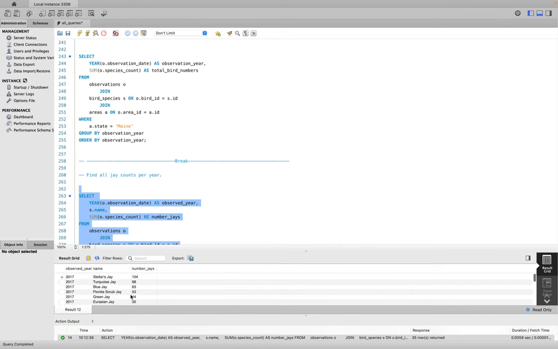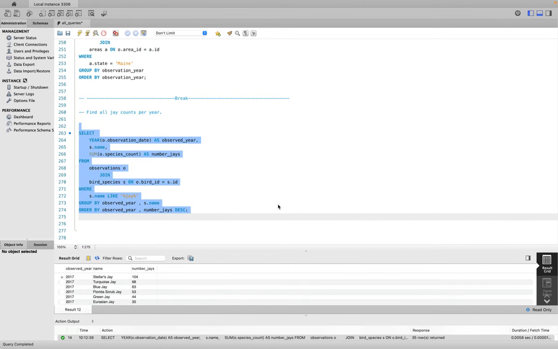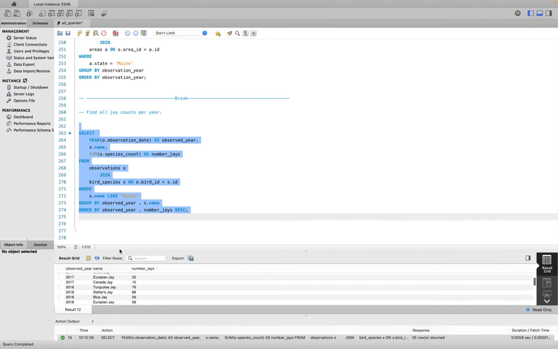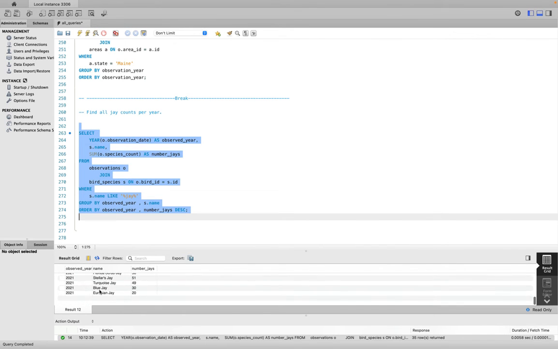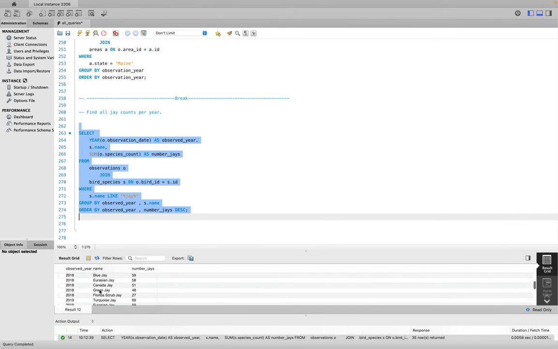So it's ordered by the observed year, ascending, and then the number of jays is the secondary descending ordering parameter. And we have in 2017 the Steller's jay was the most popular jay at 104. Then the turquoise jay at 68, then blue jay 63. So obviously you can see for 2017, and then 2018 turquoise jay was most popular. 2019 turquoise jay was more popular. 2020 blue jay was the most popular. 2021 Canada jay was the most popular. And you see the different jays listed out per year.